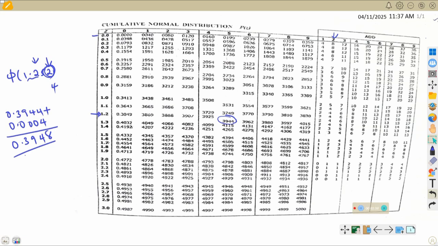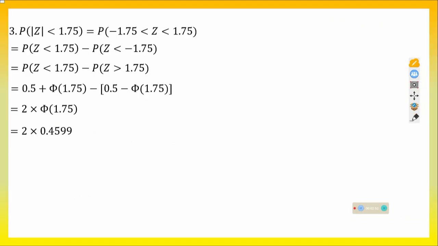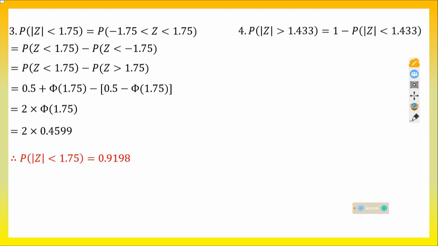But you can as well get it from the tables, because you need the value 1.7. 1.7 is here. Then 5. We look for 5. 5 is here. So we can easily see 4599. So that is 0.4599. That is the same value there. So simply multiply and get your answer there. So our answer will be 0.9198. So that is what we obtain.